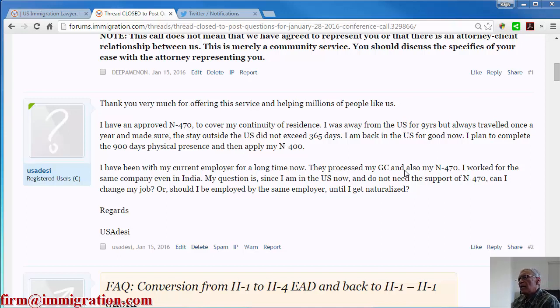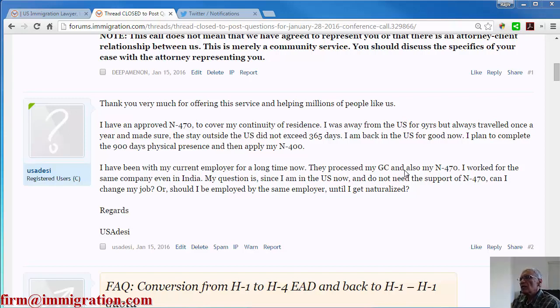Okay. This is USA Desi here. Let us quickly review what N470 does and what it does not do. If you have filed N470, in order for you to meet the requirement of filing for naturalization, you still have to have, if you are married to a US citizen, 1.5 years. If you are a regular case, 2.5 years of actual physical presence in the United States. So what N470 does is it prevents your clock being reset if you're outside USA for a year or more.